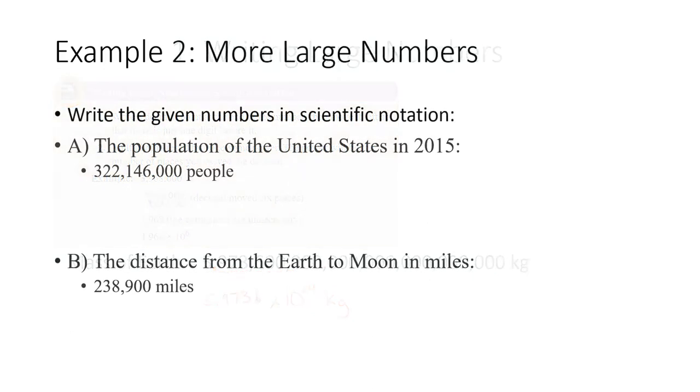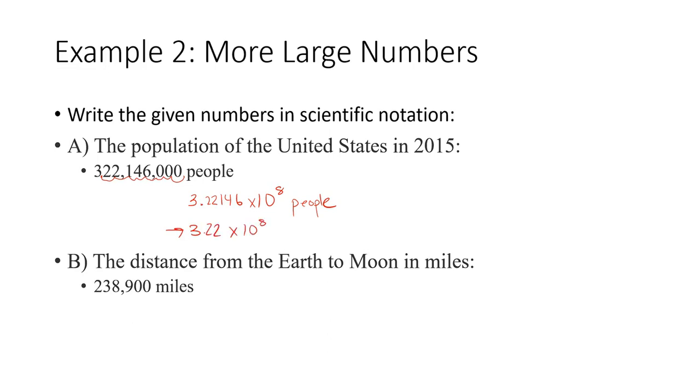So let's try this again. The population of the United States in 2015, 322 million people. Our decimal place is here at the end. We're just going to move 1, 2, 3, 4, 5, 6, 7, 8 decimal places until it's behind the first number. And we have 3.22146 times 10 to the 8th people. We can also round this value to 2 decimal places like other numbers, 3.22 times 10 to the 8th.